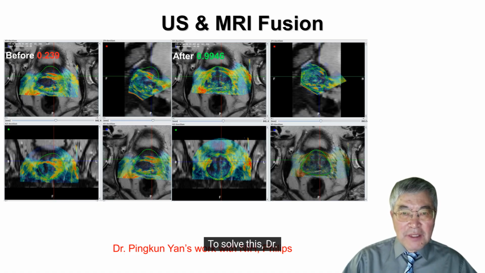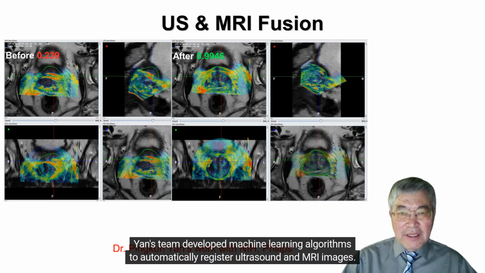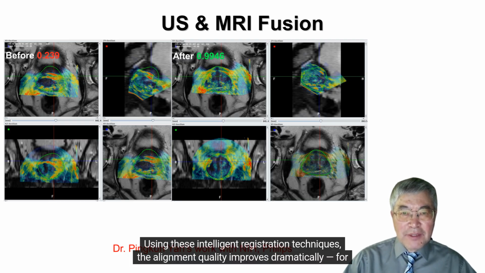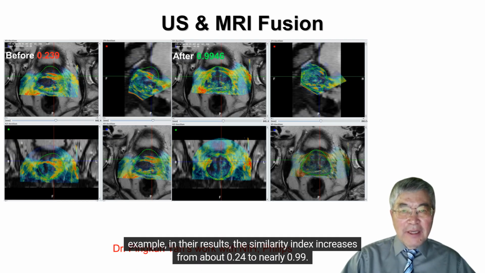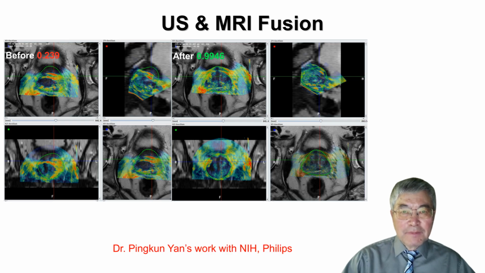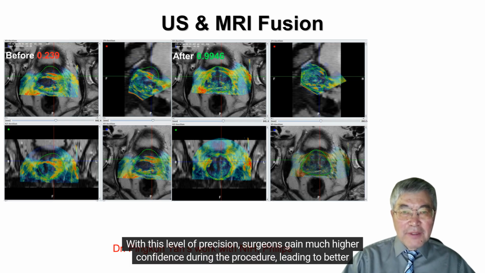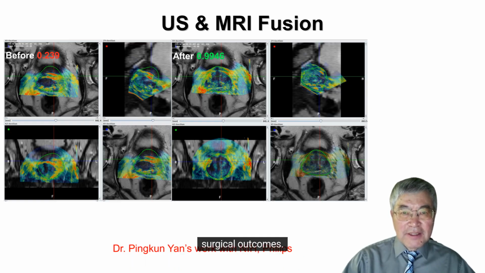To solve this, Dr. Yan's team developed machine learning algorithms to automatically register ultrasound and MRI images. Using these intelligent registration techniques, the alignment quality improves dramatically. For example, in their results, the similarity index increases from about 0.24 to nearly 0.99. That's a huge improvement. With this level of precision, surgeons gain much higher confidence during the procedure, leading to better surgical outcomes.